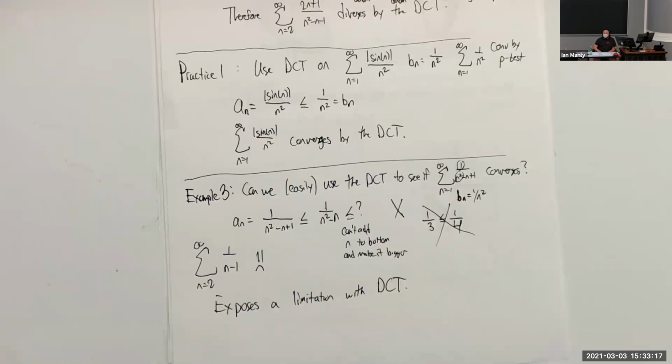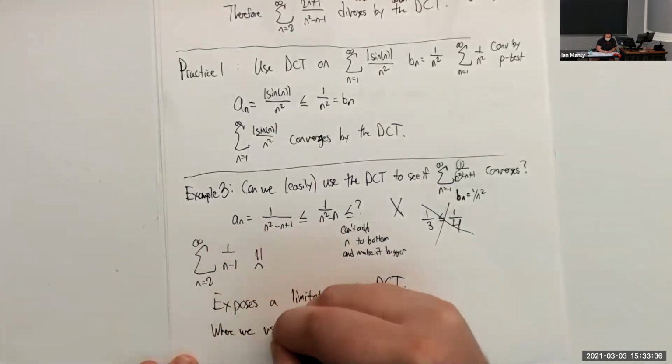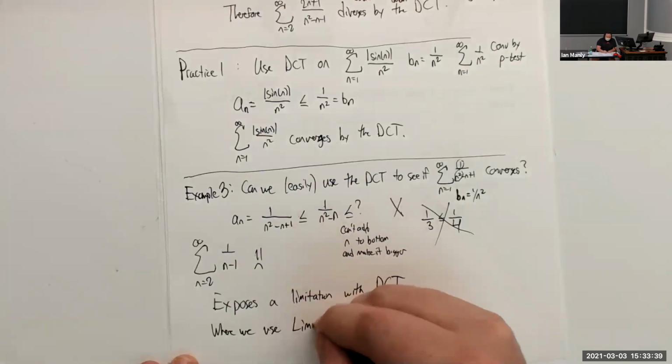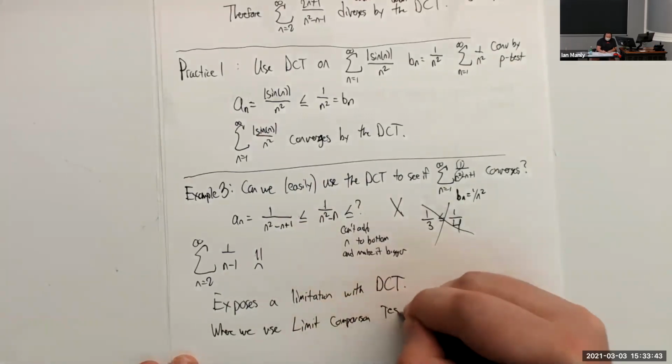But fortunately, we're going to have a way to get around this where we won't have to worry about this issue at all. So there's this limitation where we need our inequalities to go the right way. If they don't go the right way, what are we supposed to do? Well, this is where we use what's called the limit comparison test.